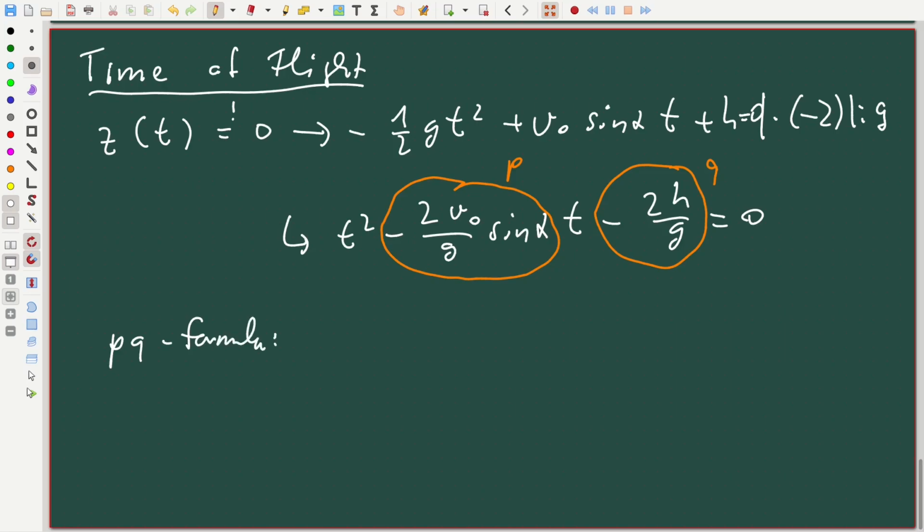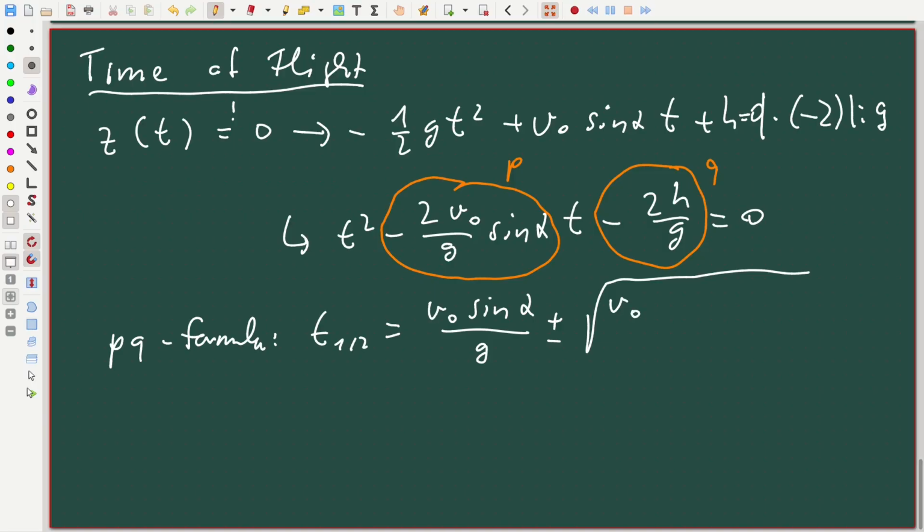to solve this. So at the end we get two solutions, t1,2, and this is p half, which would be v0 sine alpha divided by g, and then plus minus square root of p half squared, so it would be v0 squared sine squared alpha divided by g squared, and then minus q, so we have to write here 2h divided by g.